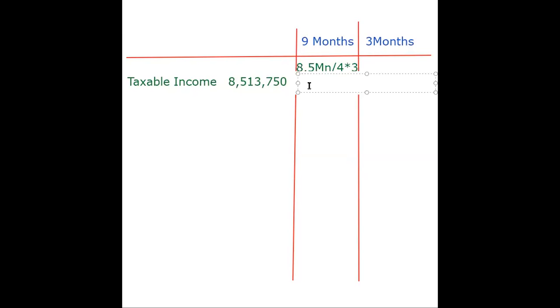8,513,750 divided by 4 multiplied by 3. Is it 6 million? Yeah, I got it. This is the answer, yes. This is the answer, right?